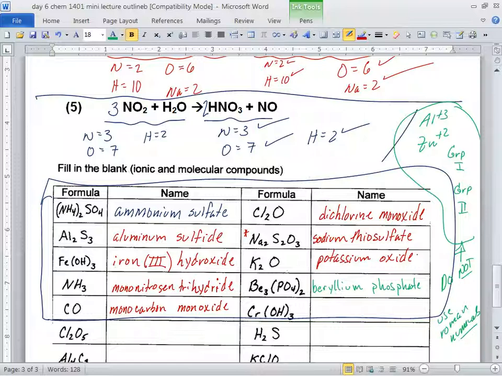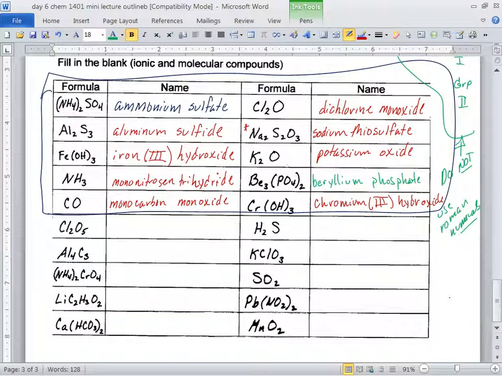How about that one? Chromium 3 hydroxide. Very good. Chromium, 3, Roman numeral, hydroxide. See if you can finish this table out.